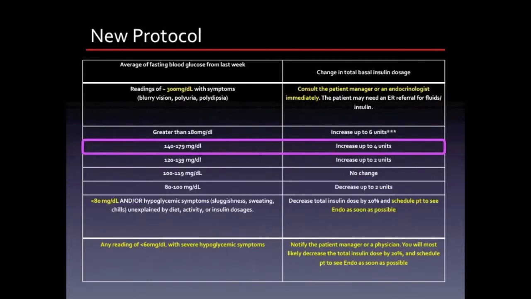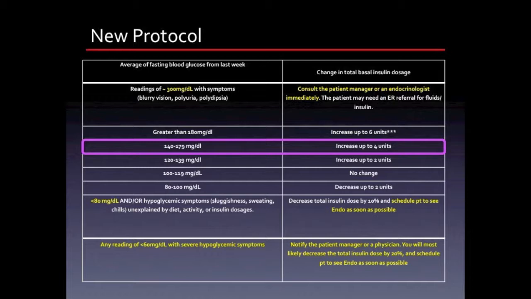So according to the protocol, we can see that both his morning average and his evening average fall into the 140 to 179 milligrams per deciliter category. So the protocol recommends increasing his total daily basal insulin by up to 4 units. It's important to note that this increase is for the whole day. So if he was a patient who was taking Lantus, only 1 dose per day, you would just increase that dose by 4 units.